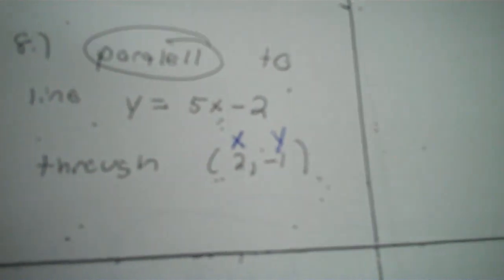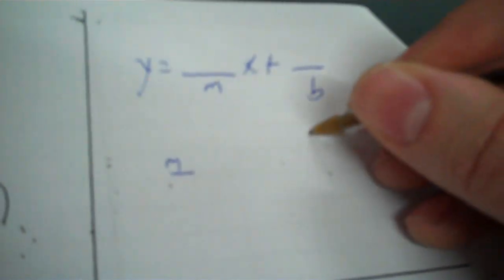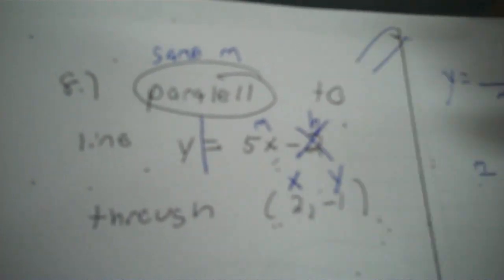Okay, we're still writing equations on the next page, 8 and 9. Parallel to the line y equals 5x minus 2 through, when x is 2, y has to be -1. Now we have to find the m and the b. Now, parallel lines, those are two lines that never cross, would have to have the same m. So in the equation that I'm given, I have mx and b. I don't care about the b, but I have to have 5 as my m.